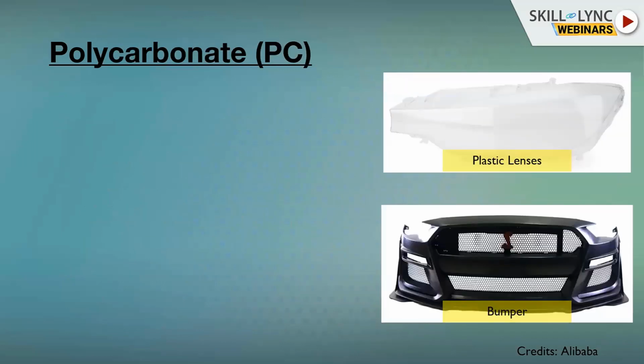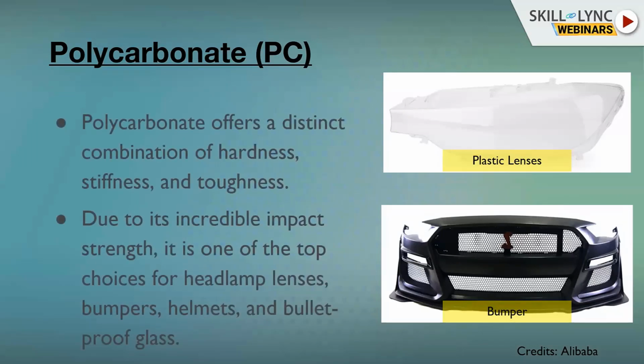Moving to next one, polycarbonate, which is also known as PC, is used for headlamp lenses, bumpers, and many other parts. Why so? Because polycarbonate offers a distinct combination of hardness, stiffness, and toughness. And due to its incredible impact strength, it is one of the top choice for the headlamp lenses, bumpers, even helmets, and also bulletproof glass.